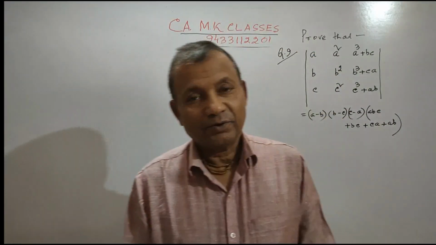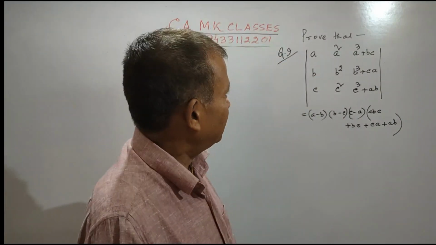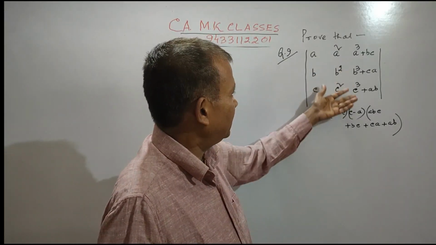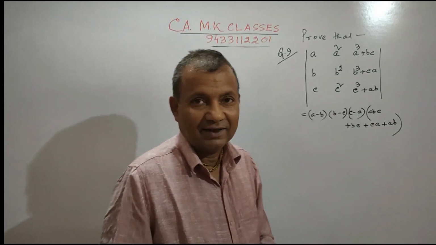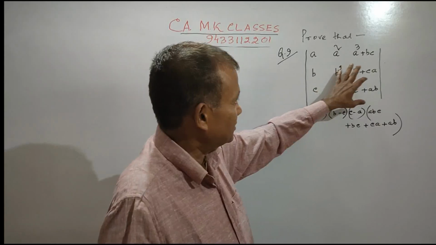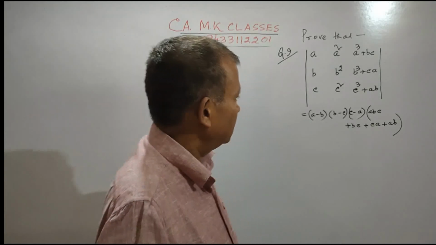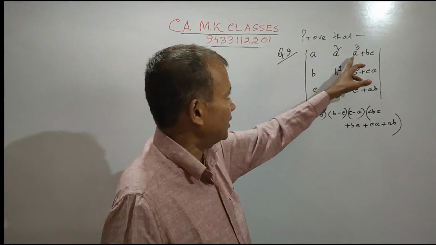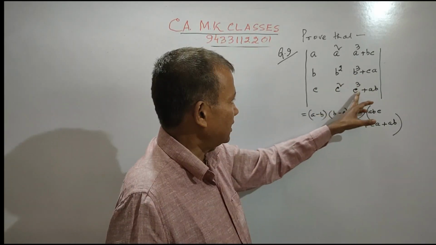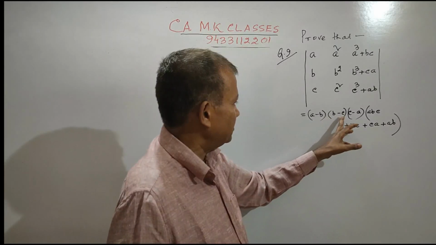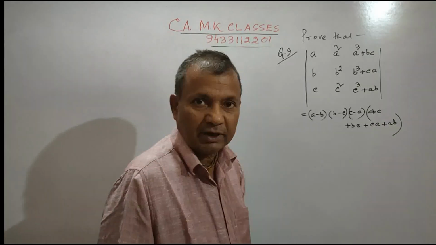Friends, today we are again starting with the determinant, and I have given you this sort of question. This is a little bit different type of question, and this question has often come in different examinations. So prove that the determinant |a² aq+bc; b² bq+ca; c² cq+ab| equals (a−b)(b−c)(c−a)(abc+bc+ca+ab).